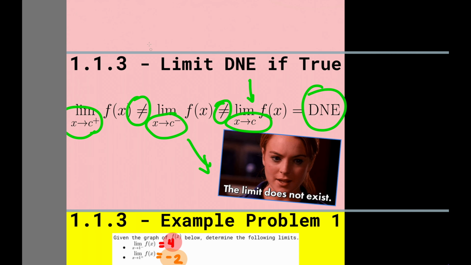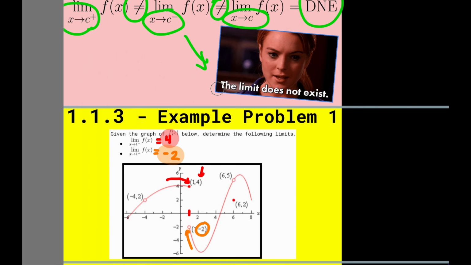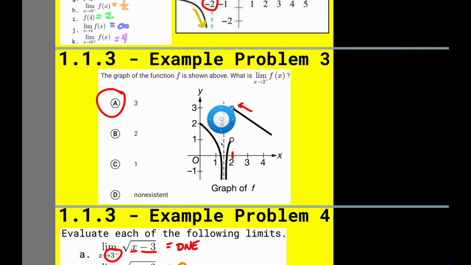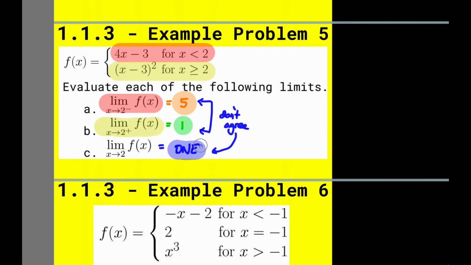Oops, right there. The limit is DNE. The limit does not exist if true. Okay, in this case, it's not true. It's not equal on both sides. Hopefully that makes more sense.